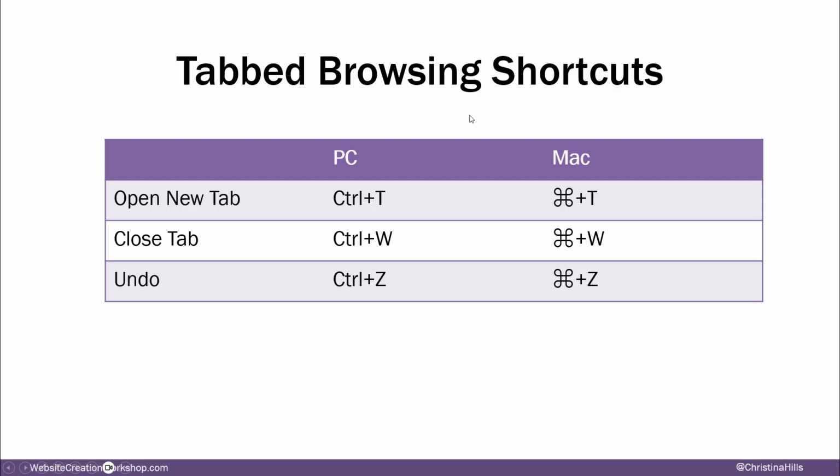And here's some tabbed browsing shortcuts. So Control T will open a new tab. If you're on a Mac, it's Apple Command T with a little Apple Command symbol. And to close a tab, Control W or Apple Command W. And then I threw in this Control Z.